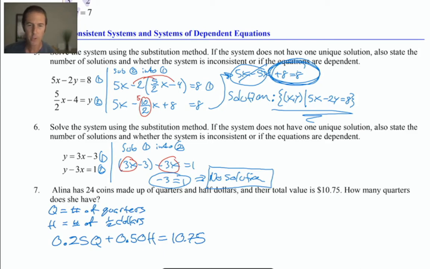So this is an equation that's based on actual amounts of money, actual dollar values.